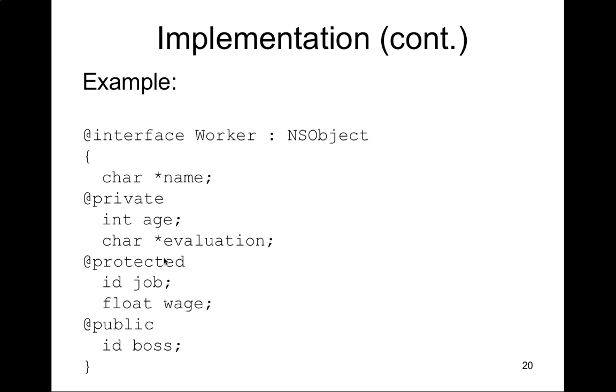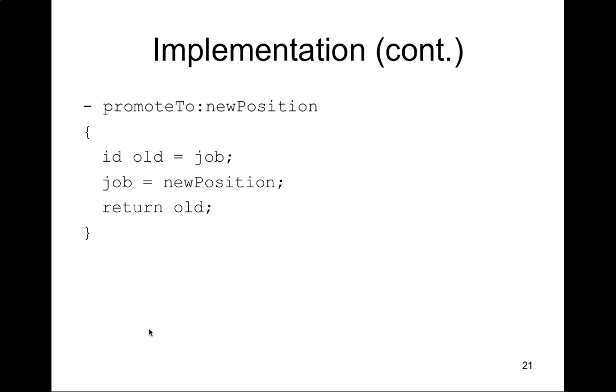Now we're using private and protected and public. Well, this is very C-like. It's actually C++-like, so it's a combination. So here's the implementation: promote to new position. This is a method that takes one parameter, called new position. So id old is equal to job, job is equal to new position, return old, kind of thing.